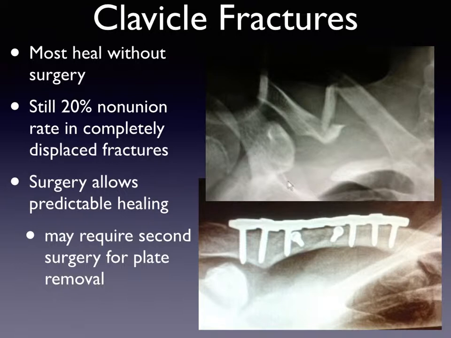Another common thing that we see in athletes is clavicle fractures, and most of the time these do heal, but this is a severe x-ray of a clavicle fracture. Certainly you see the displacement, and then you see the treatment of this patient and how I treated it by putting a plate on it. There's approximately a 20% non-union rate in these comminuted fractures, so there's more predictable healing by fixing them.